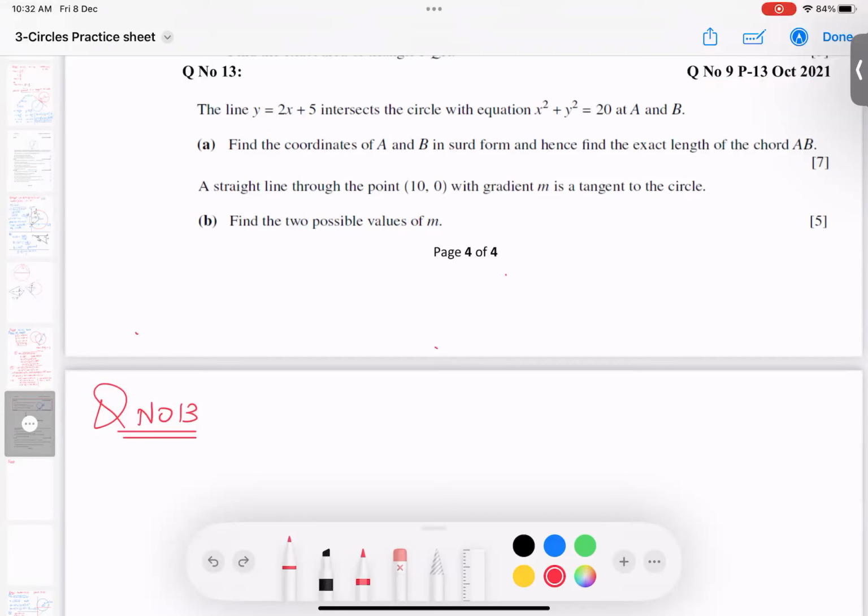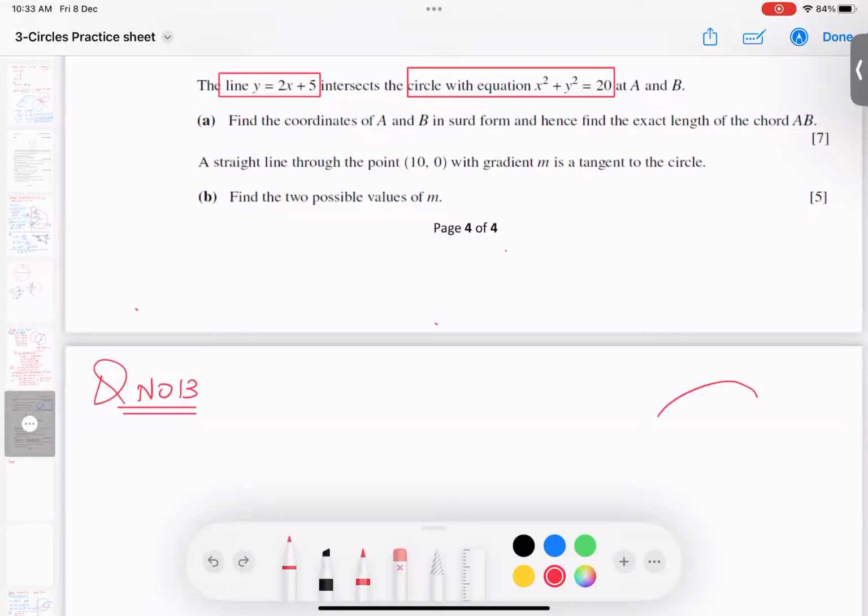So what the question is, this is a line mentioned very clearly, and it intersects the circle. This is the equation of the circle, very clearly mentioned, and we add A and B coordinates. We don't have any given coordinates, so I can start roughly. This line is intersecting the circle at 2 points, A and B. Very clear, I mean. Okay, and he said find the coordinates of A and B in surd form.